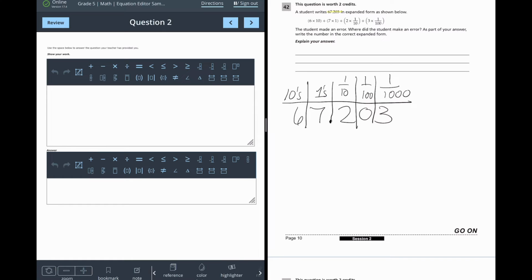Where did the student make an error? As part of your answer, write the number in the corrected expanded form. So I have to put that in the corrected expanded form.